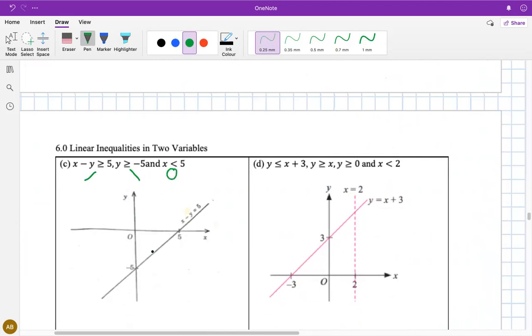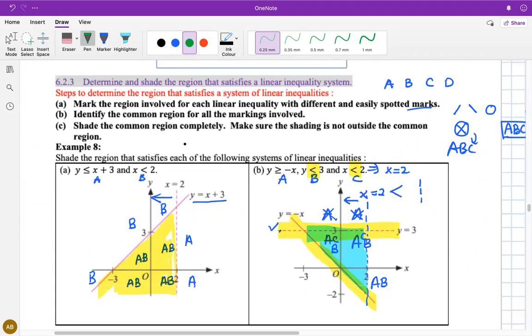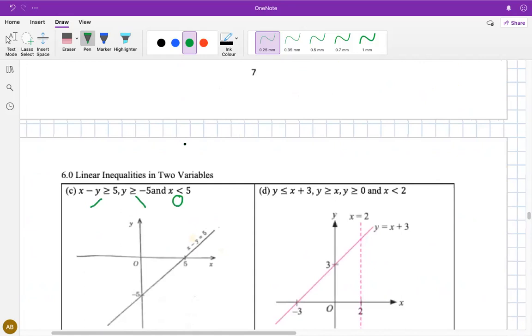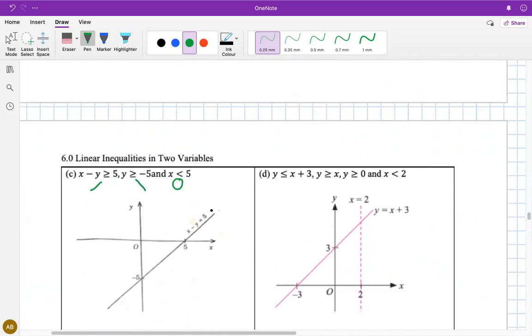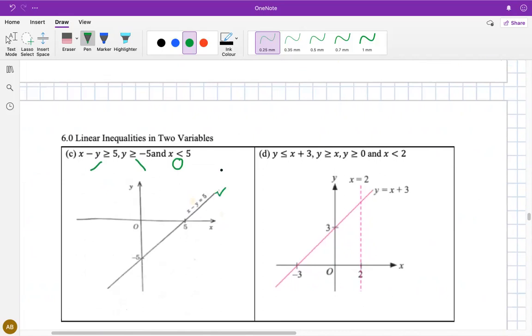Okay, so the first thing, check the equation first. Okay, check the equation. X minus y less than or equals to 5. So we have that already. Okay, and then y greater than or equals to -5 is not listed. So we need to draw it out. Where is y equals to -5? So it's a horizontal line. This one is horizontal line.